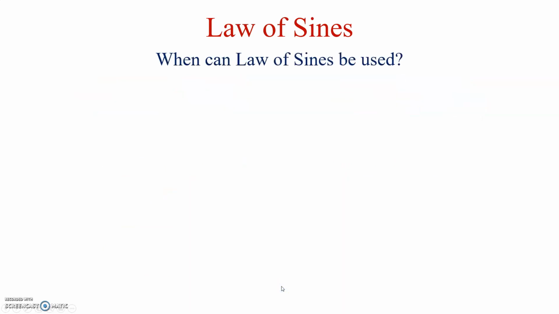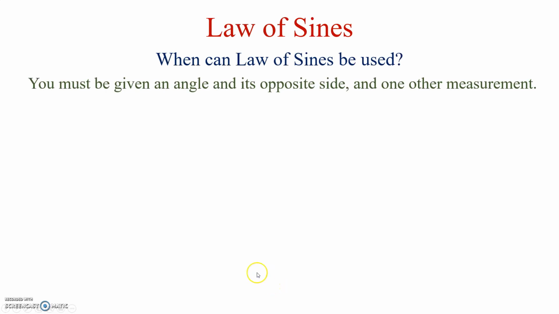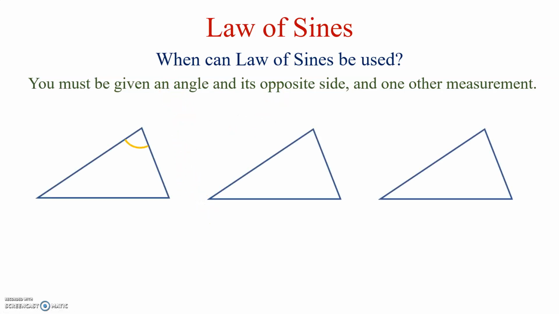So when do we use the law of sines? What must be given is an angle and its opposite side. That way we can begin to create that ratio. And one other measurement. So here are some different situations. In the first situation, there's the acute angle and its opposite side that was given. Now if I'm given one other measurement, say a second angle, then we have the situation you've seen back in geometry: side, angle, angle. The side was given, its opposite angle, and the corresponding angle, also known as SAA.